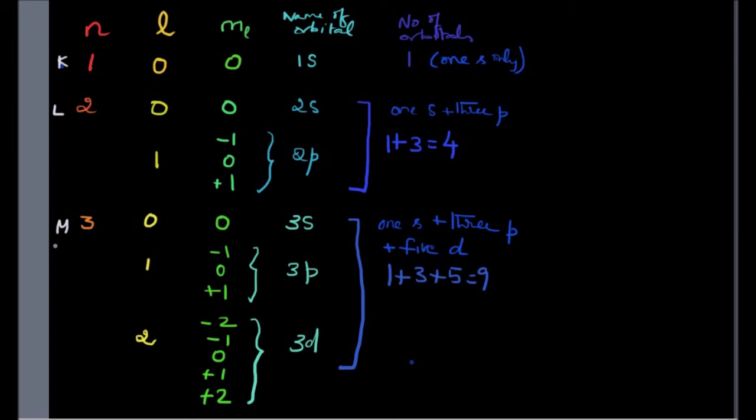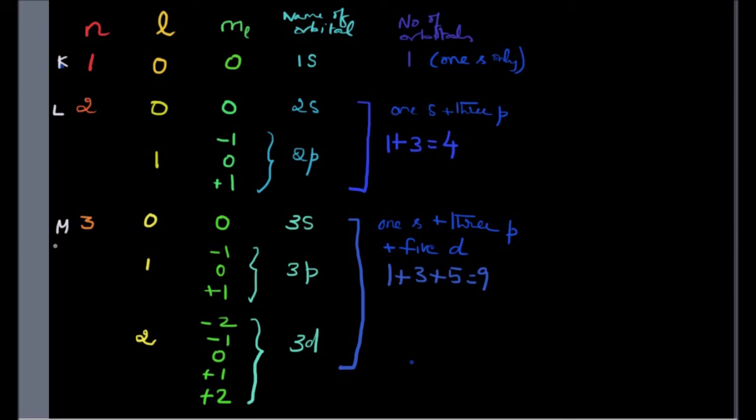Here the n value tells you the number of the shell, distance of the shell from the nucleus, or the size of the shell. L value tells you about the subshell. When L is equal to 0, it is the S subshell. When L is equal to 1, it is the P subshell. When L is equal to 2, it is D subshell. And when L is equal to 3, it is F subshell.